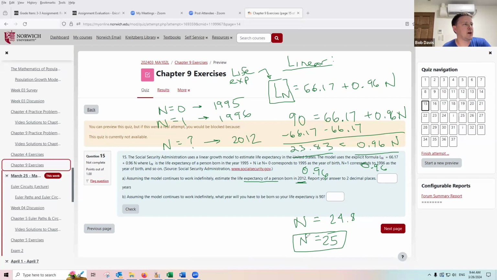1995 going back to the problem is P sub 0. So that would be the first one year. So you would add 25 to 1995. That would be the year 2020. I think that sounds right. Yes. Awesome. Okay. Good. Perfect. Yeah, that makes sense.